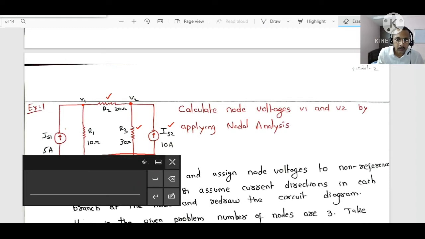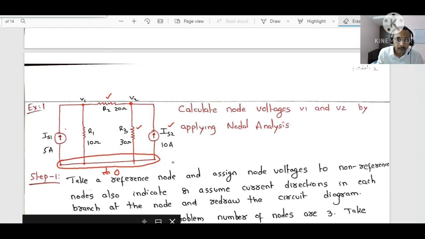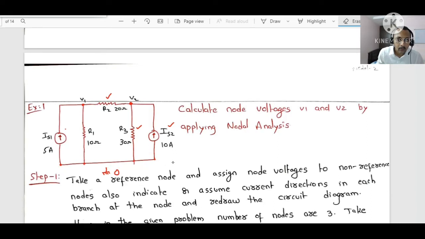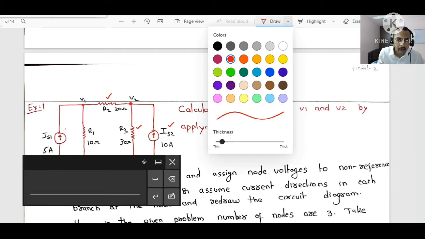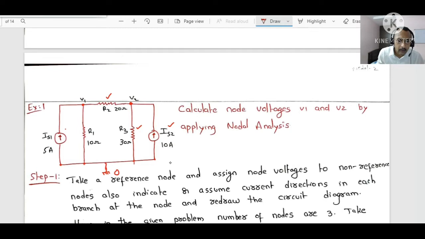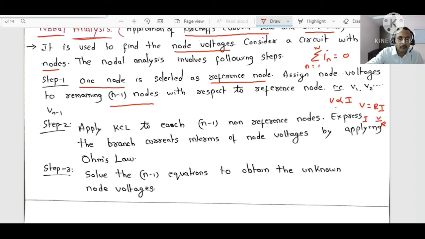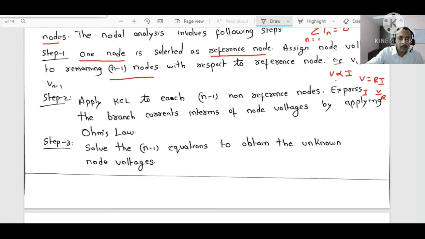Out of n nodes, you please take one node as reference node and the remaining nodes as non-reference nodes. In this context, this point is taken as a reference node, 0th node, 0 volts, and remaining nodes as non-reference nodes. That is the first step. Now let me come to the second step.